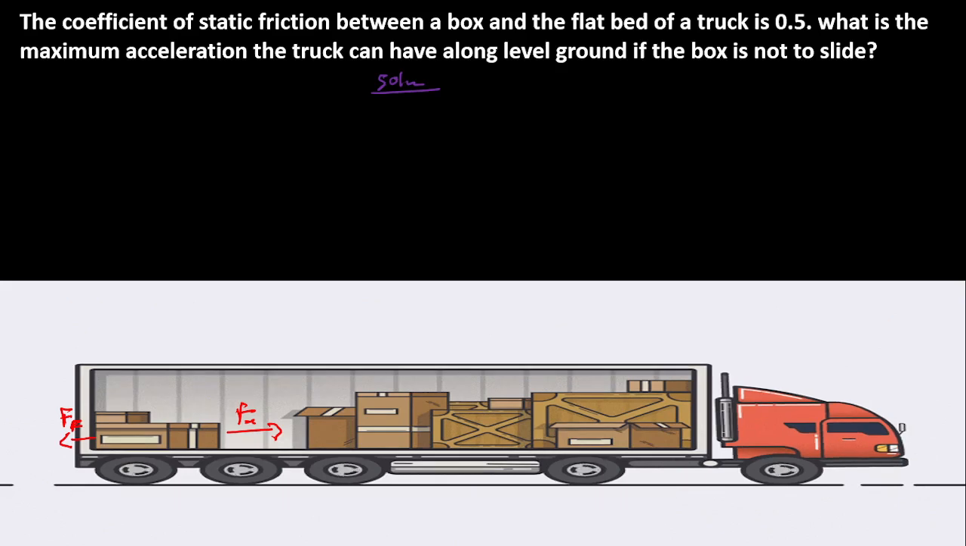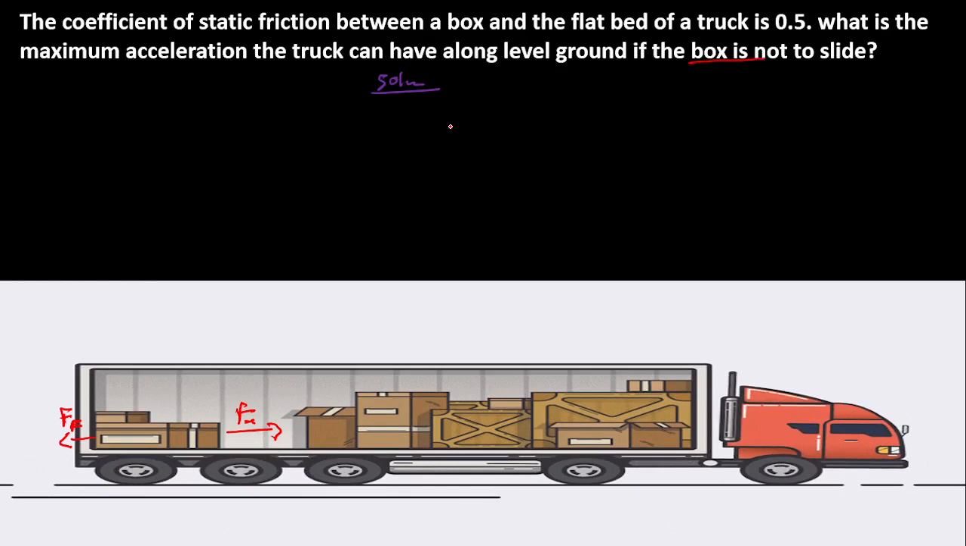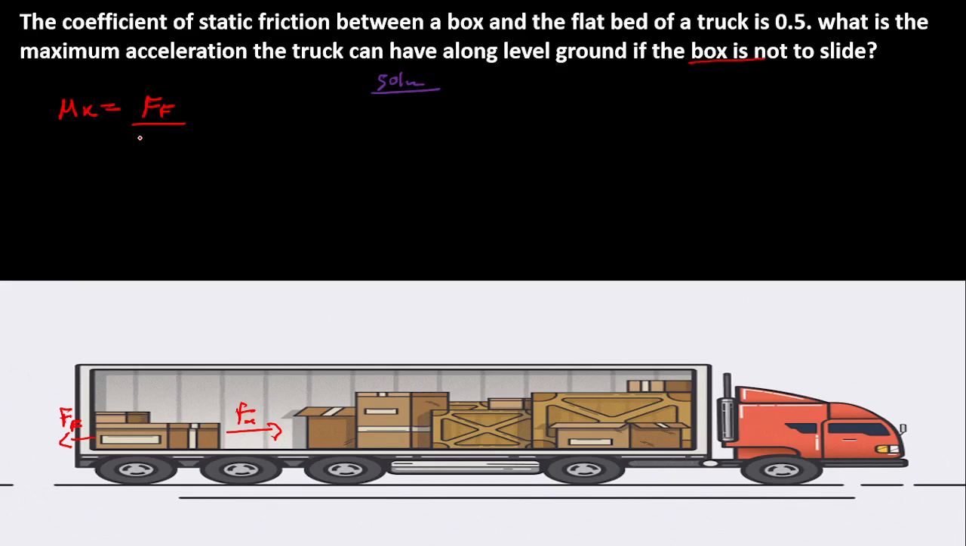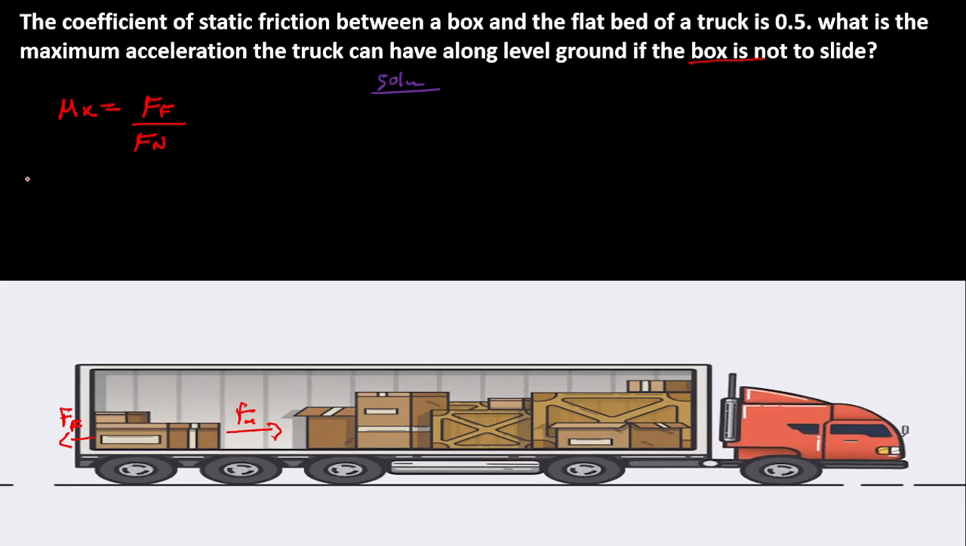Now, when this box is about to slide, you need to understand that the coefficient of friction should be equal to the friction force over the normal force. And the normal force, which is Fn, is simply equal to what? Fw, right? Fn is simply equal to what?